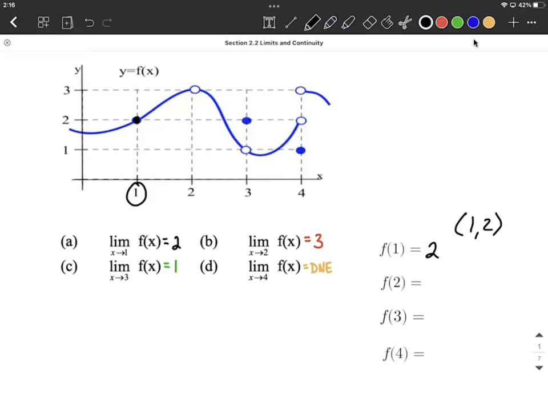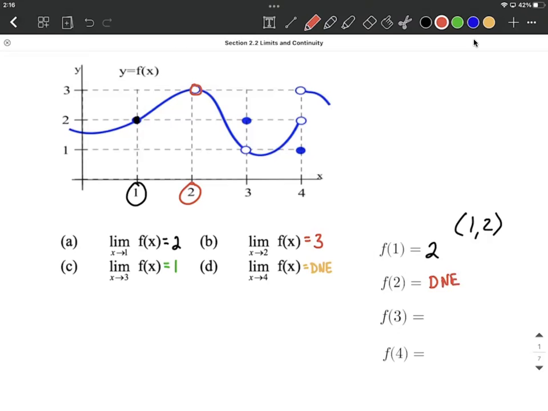For f of 2, a little bit different here, we look at an x value of 2. Now we don't have an actual point on the graph. It's an open circle there at the top. Up here, because it's an open circle, we don't have a point on the graph when you plug in an x value of 2. Therefore, this one does not exist.